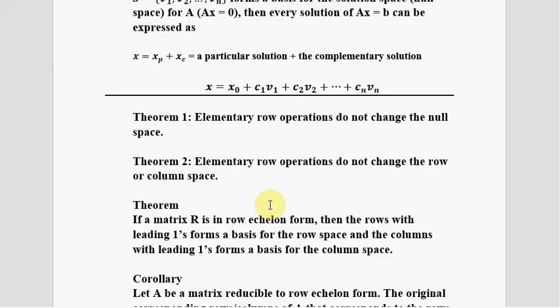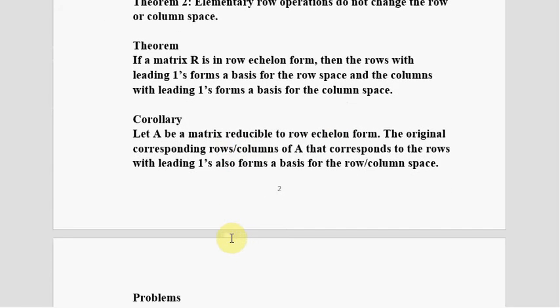The corollary is pretty interesting. The corollary is a consequence that correlates to a main idea, something that corresponds to a main theorem. So we have the theorem above, and the corollary that comes from that is: let A be a matrix reducible to row echelon form. The original corresponding rows or columns of A that correspond to the rows with leading ones also form the basis for the row and column space.